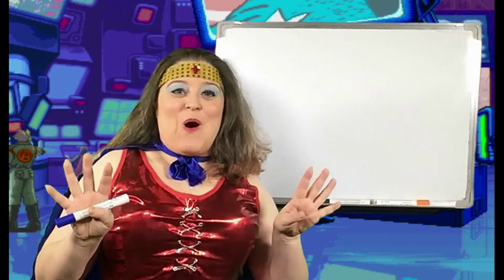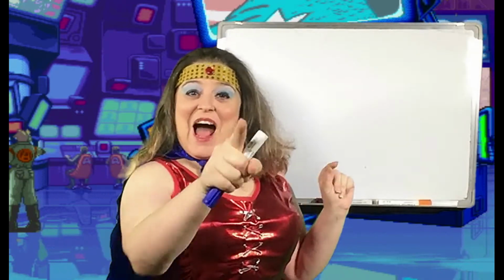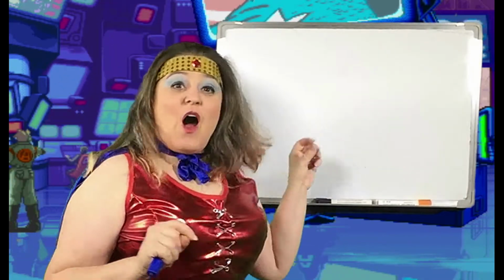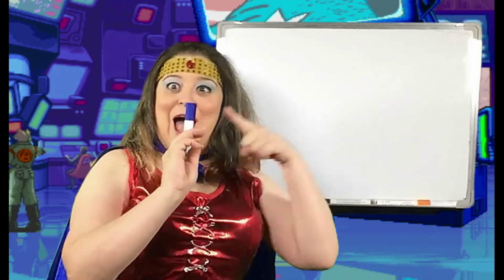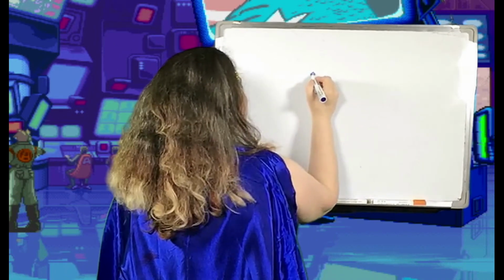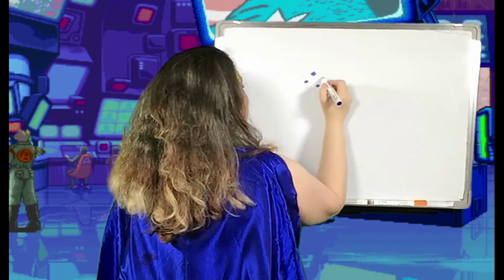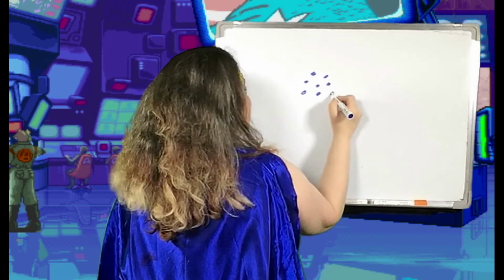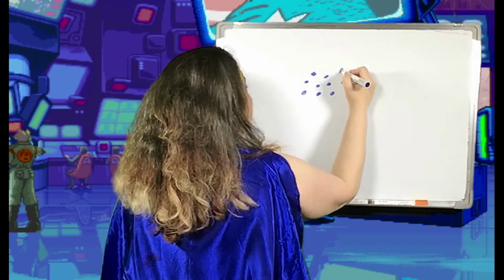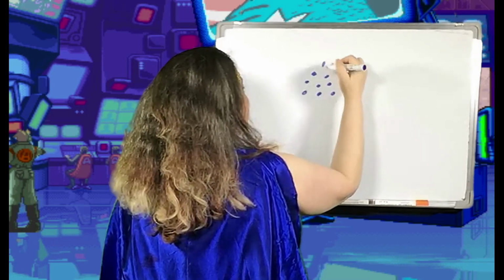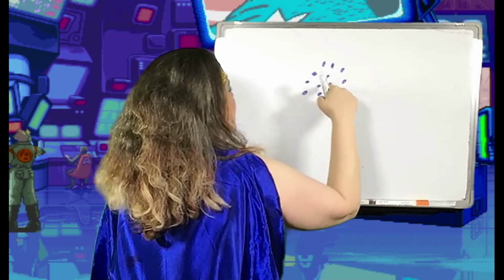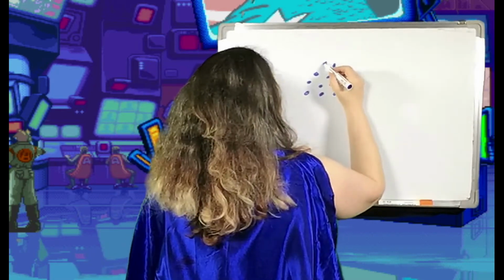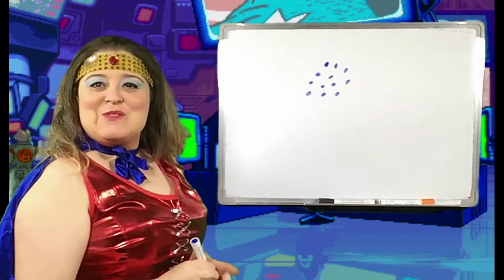Are you ready for some more fruity fractions? Okay, now on your whiteboard, draw 12 blueberries. I love blueberries. Blueberries are one of my favorite fruits. I like all kinds of berries. So 1, 2, 3, 4, 5, 6, 7, 8, 9, 10, 11, 12. They're not very tidy, these blueberries, but they don't have to be.